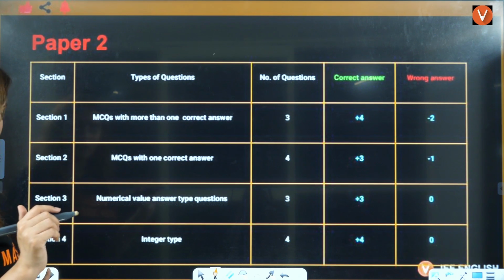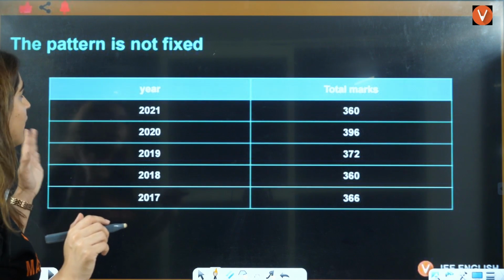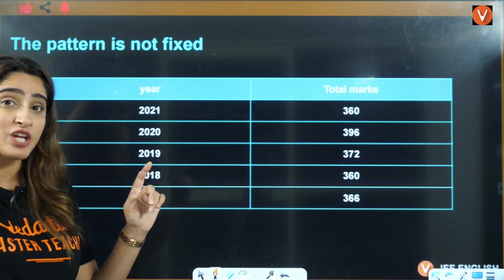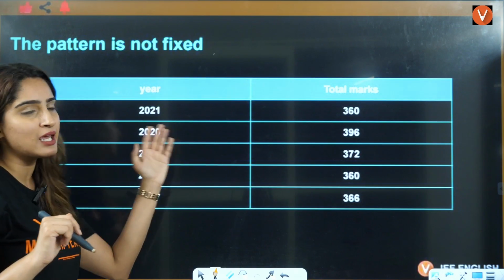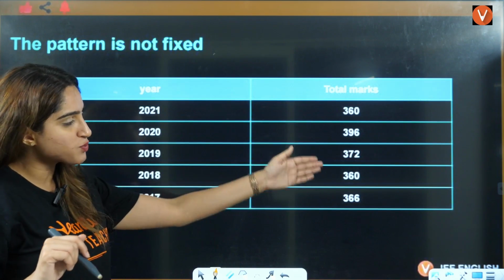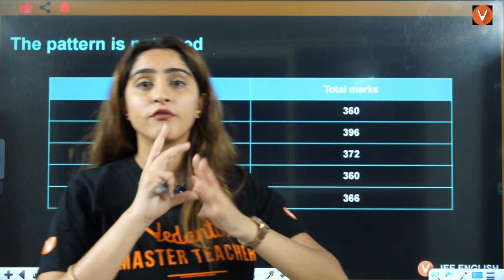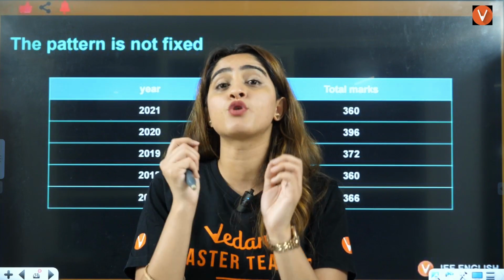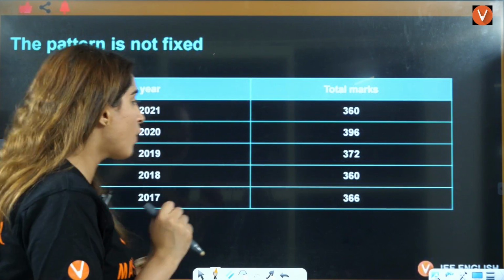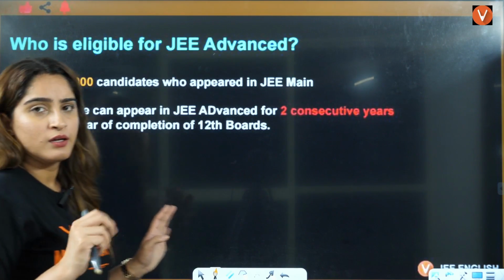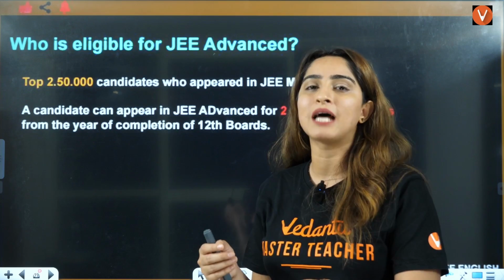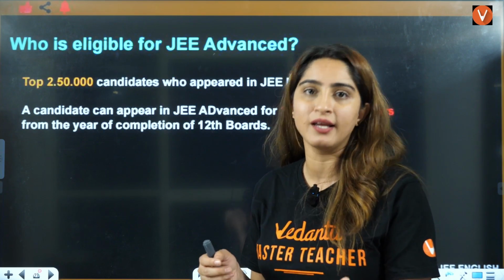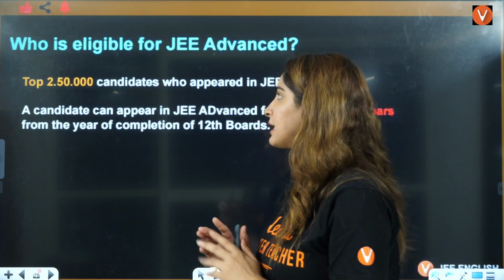Okay, now let us see this here. The paper pattern is not fixed for JEE Advanced. We are talking about JEE Advanced, not JEE Mains, right? As you can see, every year the marks were different here. So that means it is varying. It is not fixed, right? Paper pattern is changing, but we know that we have to work really, really hard, right? You just focus on that thing, right?